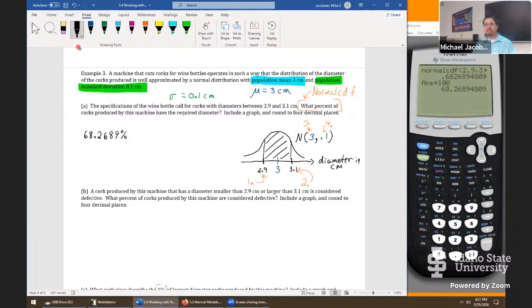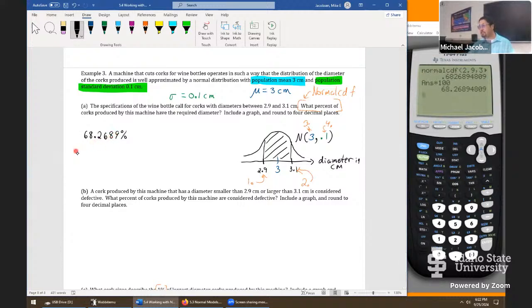Now you have to wonder, is this good or bad for the company? I'd say probably bad because you're wasting a lot of corks. Under 70% of those corks could actually be used for the wine bottle because they have to be between those two specifications. And that will only happen that percentage of the time.